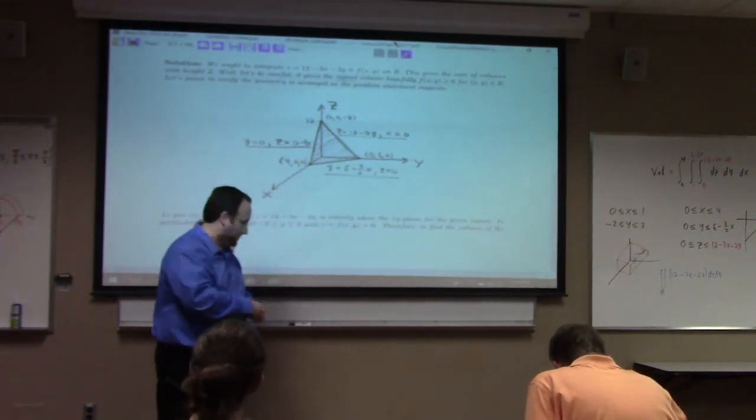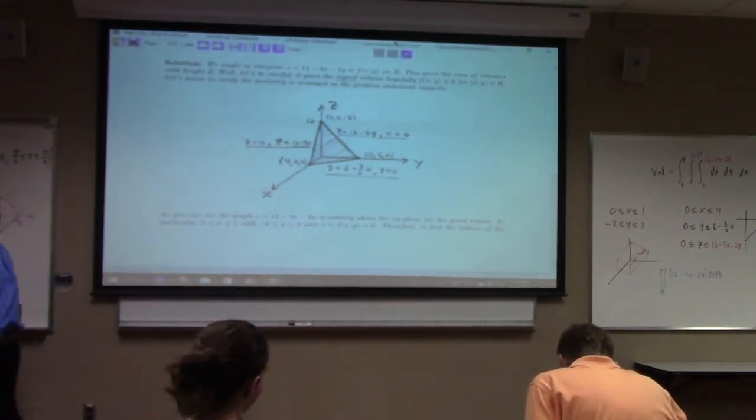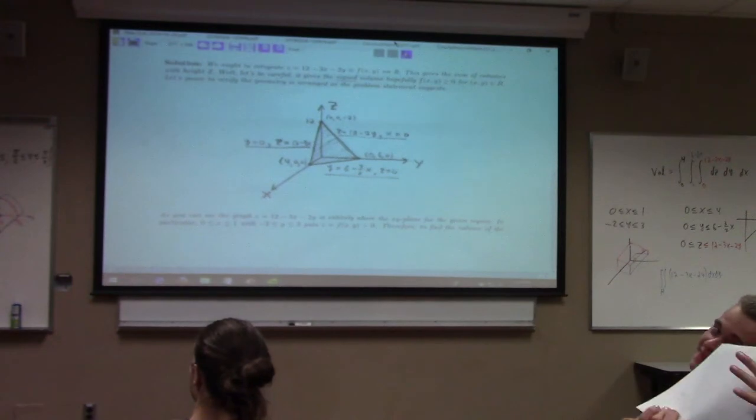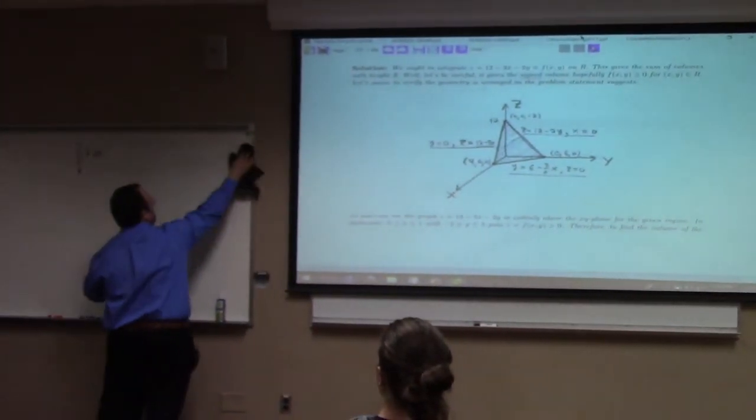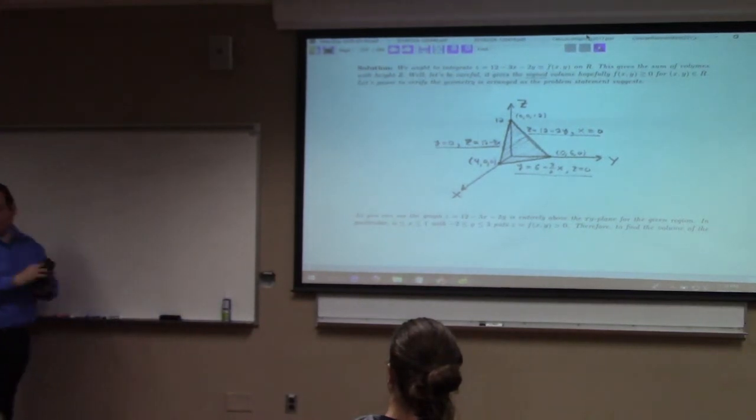It might be instructive, though. In fact, since you're asking the question, it's definitely instructive to set up this integral a different way, right? So suppose we wanted to set it up. What if we wanted to set this integral up instead?